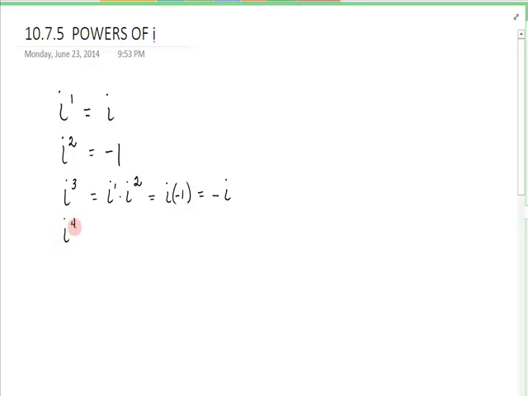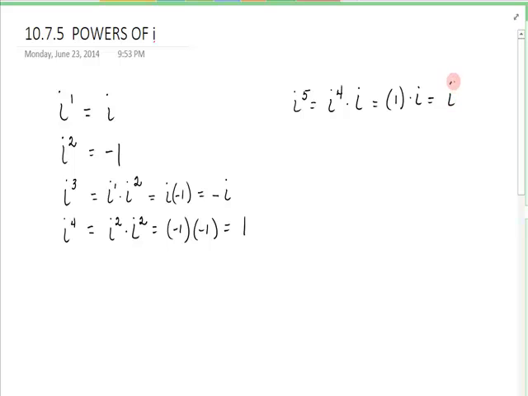I to the fourth power, I have to think of a way to create it using the product rule. I think I will do i squared times i squared. That's -1 times -1, which is 1. Let's look at i to the fifth. My very favorite now is going to be i to the fourth because it's equal to 1, which is the identity. So this is i to the fourth times 1 additional i. So it is 1 times i, which is i.